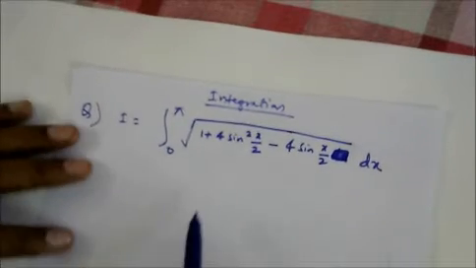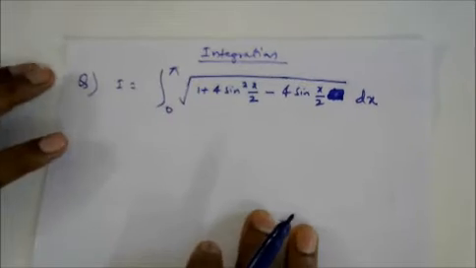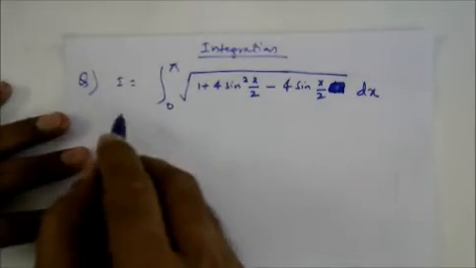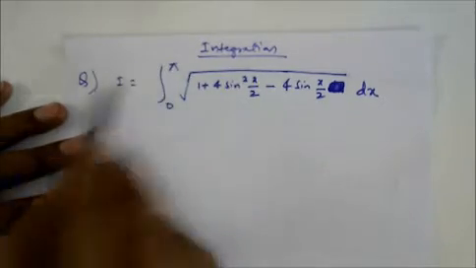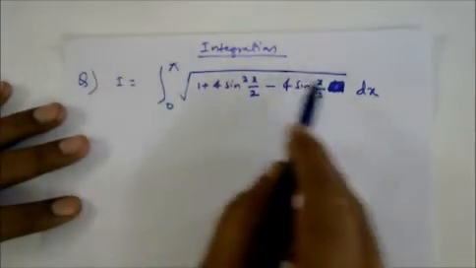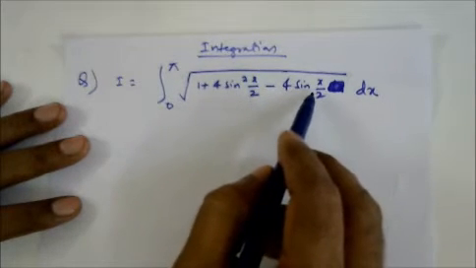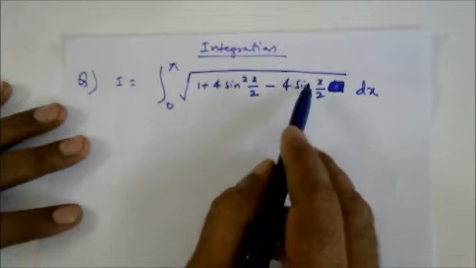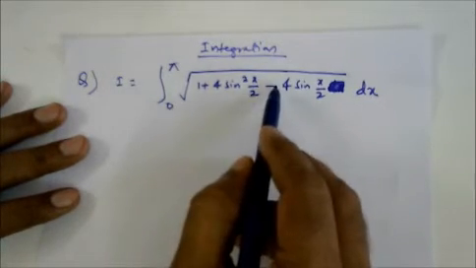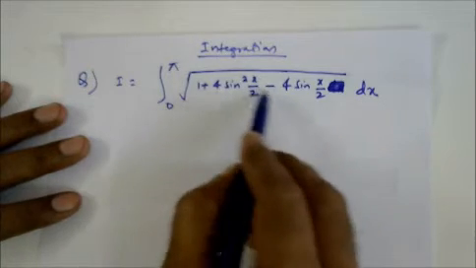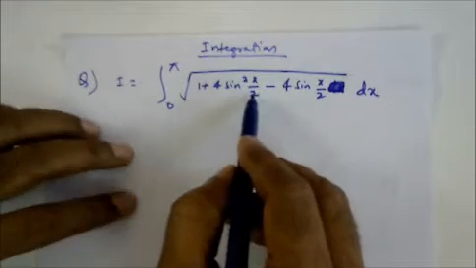Okay, let us solve another question of integration. In this integration, we are given a definite integral from 0 to pi, and in brackets we are given 1 plus 4 sin square x by 2 minus 4 sin x by 2. So if we see by paying attention, then we will see that this can be converted into a square, correct?